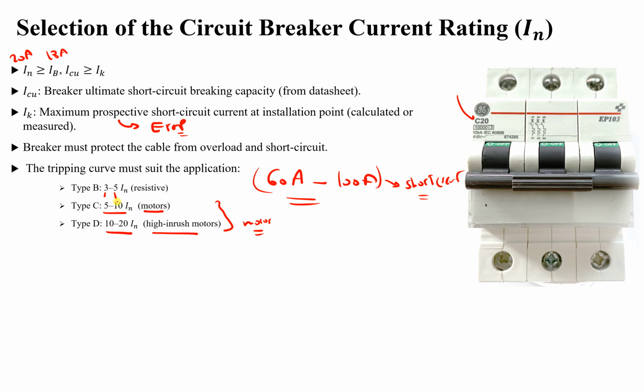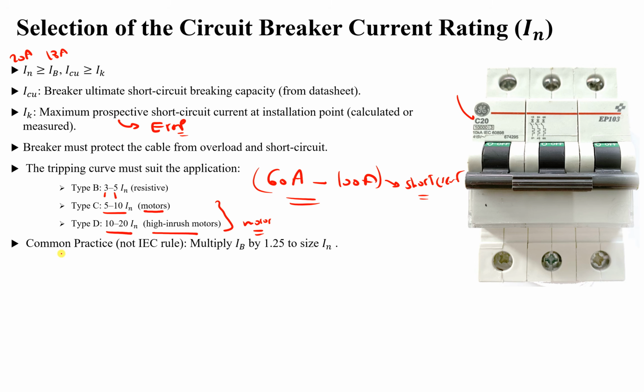Now for these curves, for example, type C is used for a small motor. So this is the third feature that we need to select for our motor. These trip curves, I discussed them in detail in another video called trip curves. Okay, so this is pretty important.